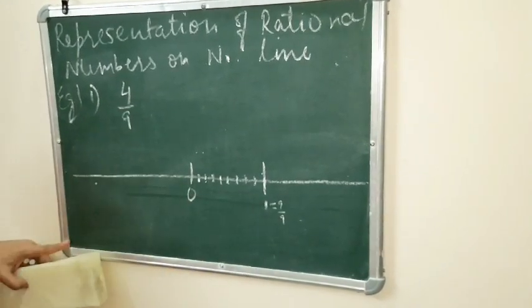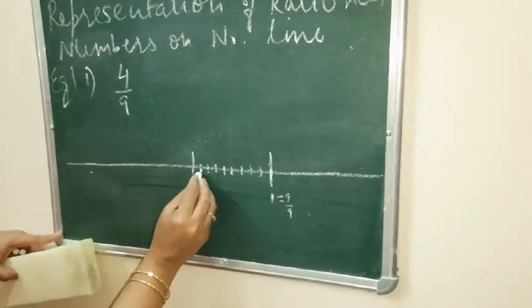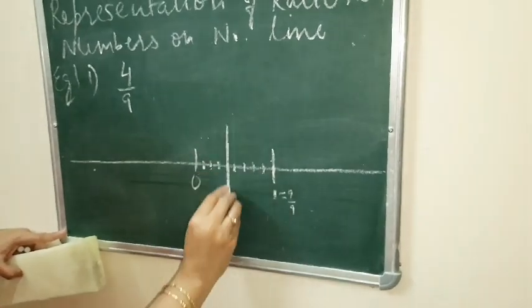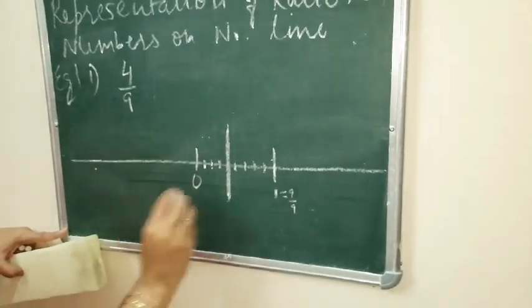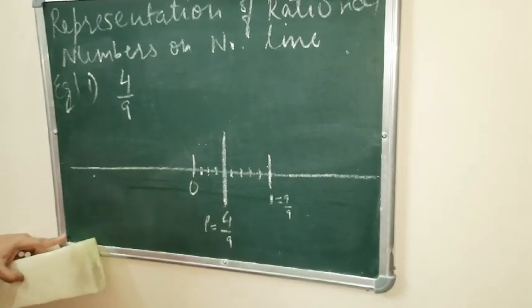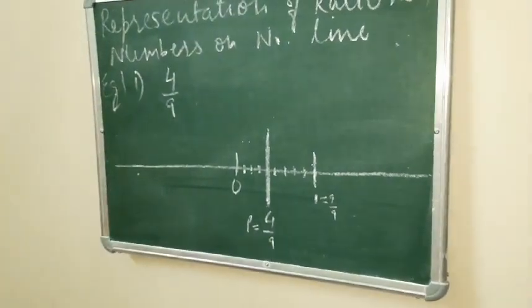Now as I have to mark 4 by 9, you will see for the fourth small division, 1, 2, 3 and 4. So darken this line, highlight this line, and this line will be your 4 by 9. I'll name it as P. So this will be your answer. This is the first part of your example.